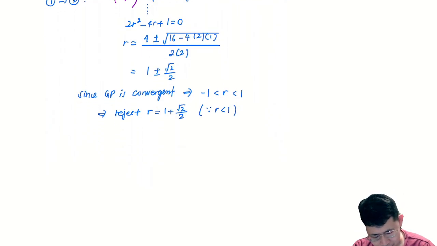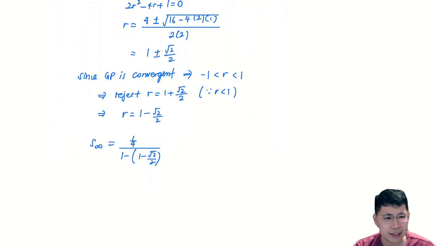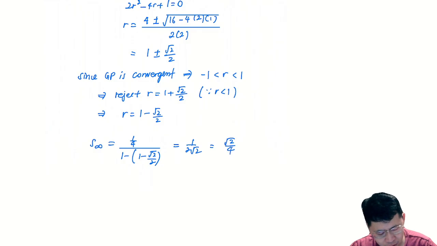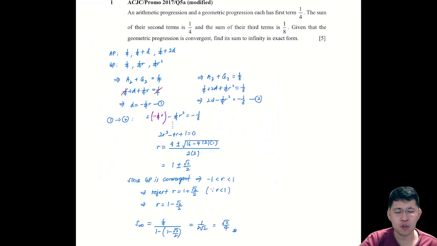Okay, and because of that we are able to say that R equals 1 minus root 2 over 2. And we can find the S of infinity over here already. So it will be a over 1 minus R, minus the R away. So this thing will simplify to 1 over 2 root 2, and can also simplify to root 2 over 4. So there we have it. That's the answer for the question in our AP GP pop quiz.